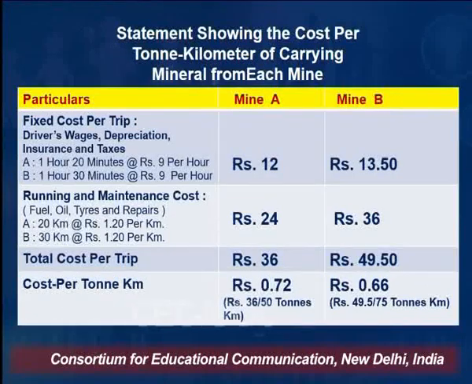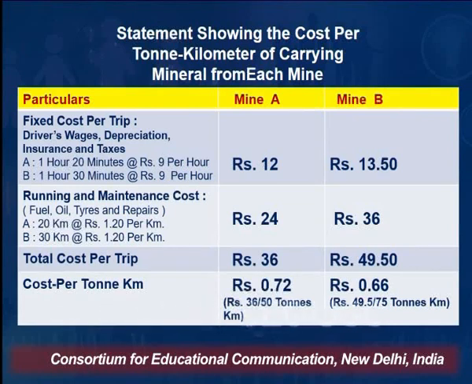Now we can easily calculate the cost. Fixed cost per trip: since we have got the time, we simply multiply it with the rate. 1 hour 20 minutes at the rate of 9 per hour for mine A comes to rupees 12, and for mine B it is 1 hour 30 minutes at rupees 9, so the value comes to rupees 13.50. Similarly, we calculate the cost of running and maintenance, which comes to 24 and 36, and the total cost per trip for mine A is rupees 36, whereas for mine B it is 49.50.